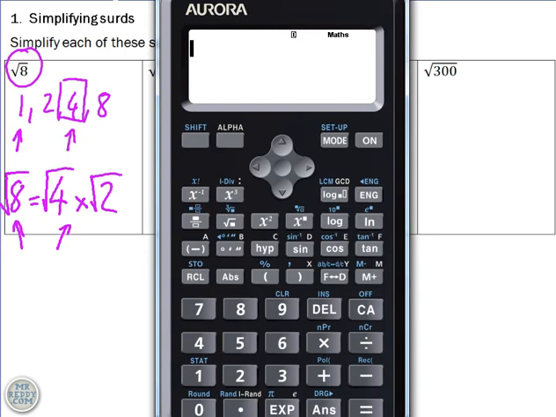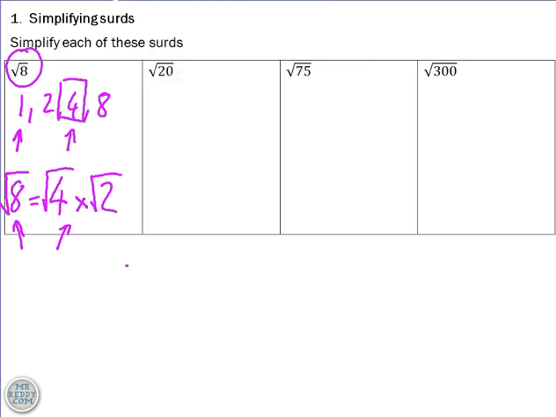So on my calculator, if I do the square root of 8, I get 2.8284, etc., etc. And then if I do square root of 4 times the square root of 2, we should also get 2.828427, etc. So it does work. This is not some maths hocus pocus trick. And let me show you then how you simplify it further.